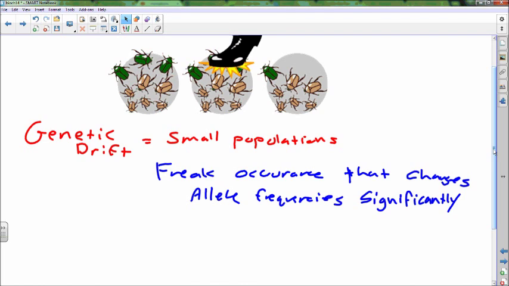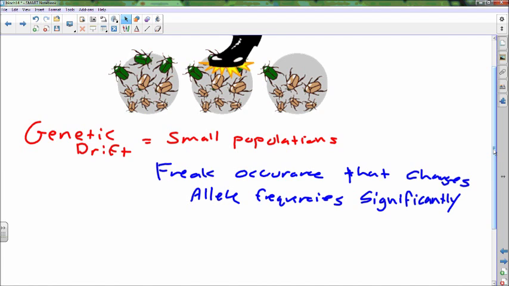So you have a freak occurrence that changes allele frequencies significantly. In the example here, we've got somebody that steps on a bunch of bugs. Because he just happens to step on two green bugs, and not a green bug and a tan one, he has significantly changed the allele frequencies in this population, because overall there's not very many bugs to begin with and not very many green bugs in the population. So he's just reduced the number of green bugs and the number of alleles for those green bugs quite a bit just by stepping on those two.